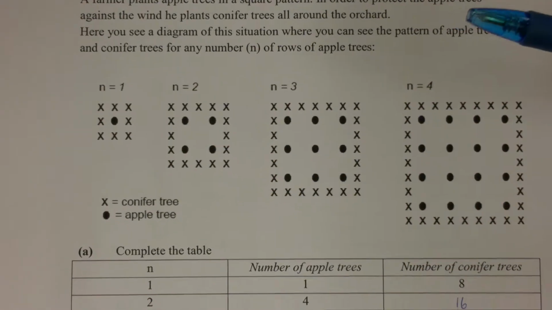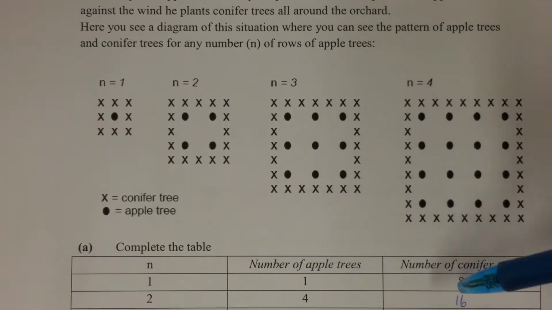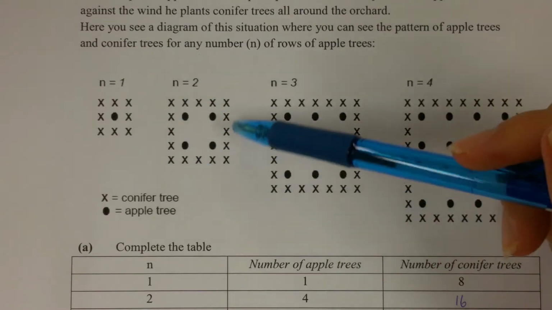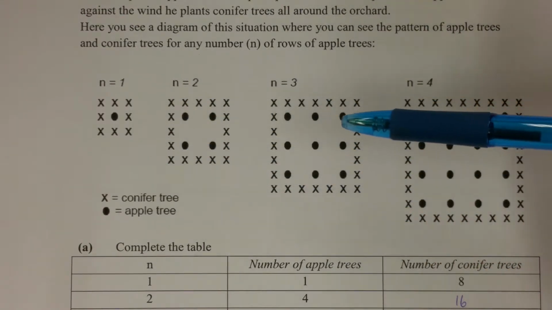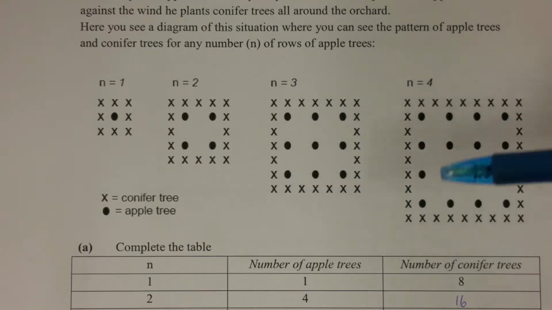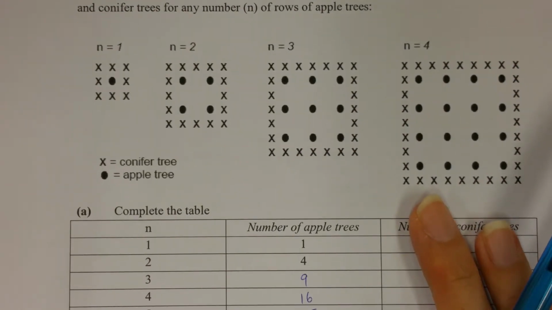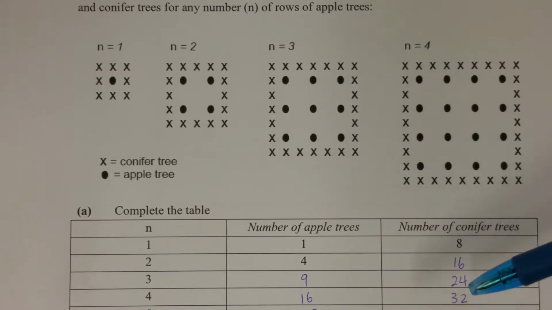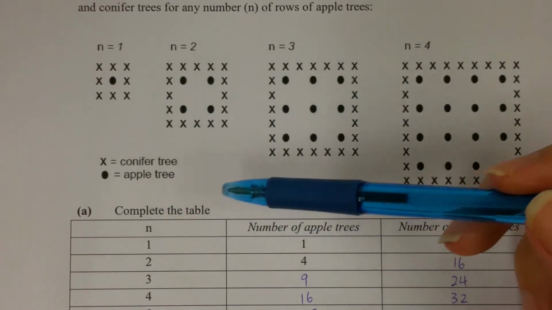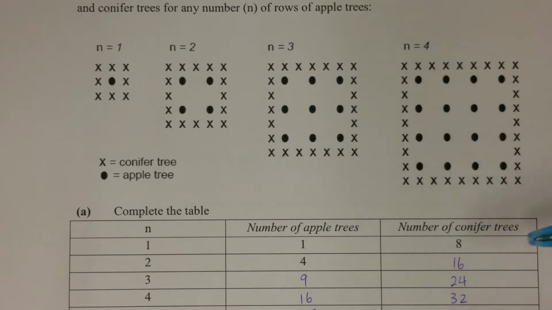Okay, so second question, it's very easy. You just keep copying by counting the number of trees there. So you can count 4 apple trees. Here you have 9 apple trees. Here you have 16 apple trees. So that's how we can fill in the table. And the number of crosses, you have 16, 24, and 32, all basically by counting the number of crosses on the outside.